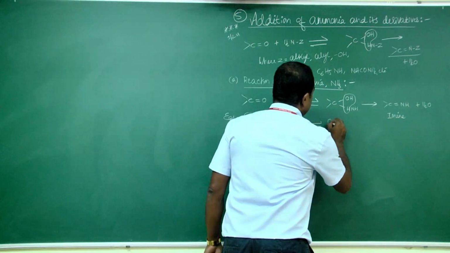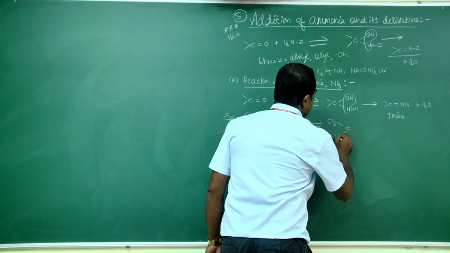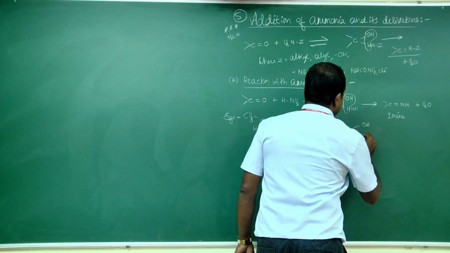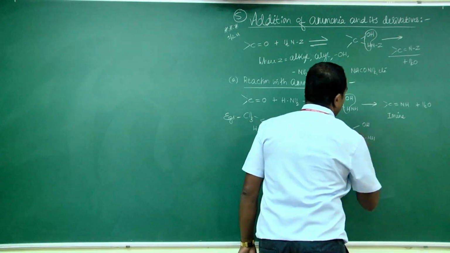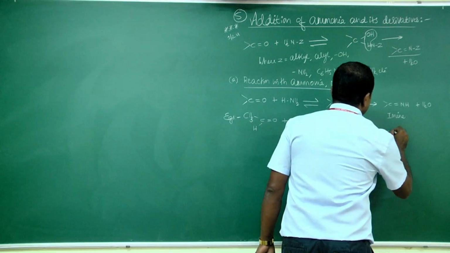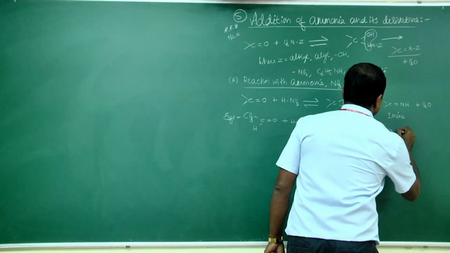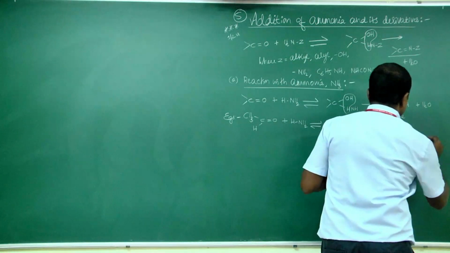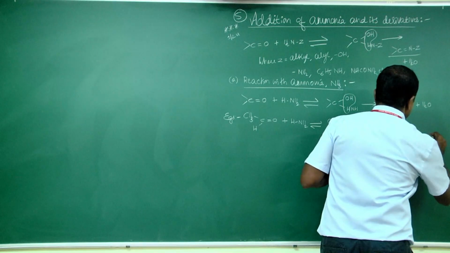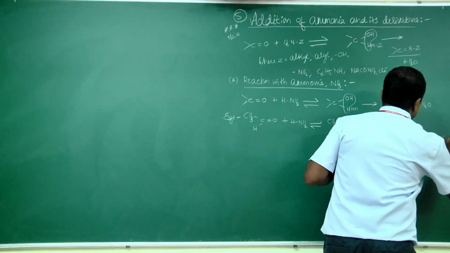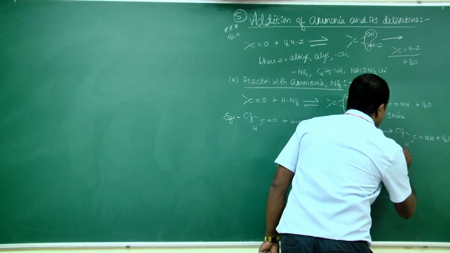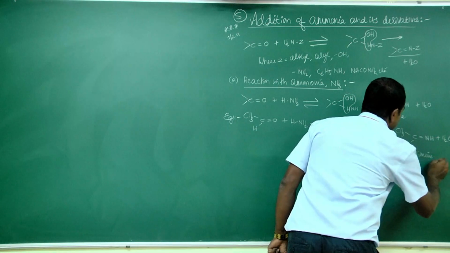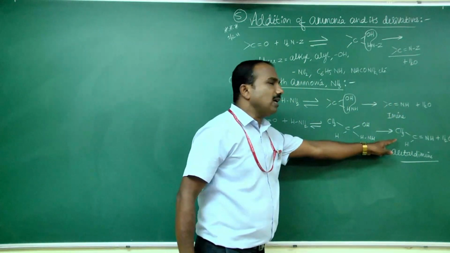To form the intermediate CH3 single bond CH connected to OH and NH2. So finally dehydration takes place to form CH3 single bond CH double bond NH plus H2O. So this imine is called acetaldehyde imine.